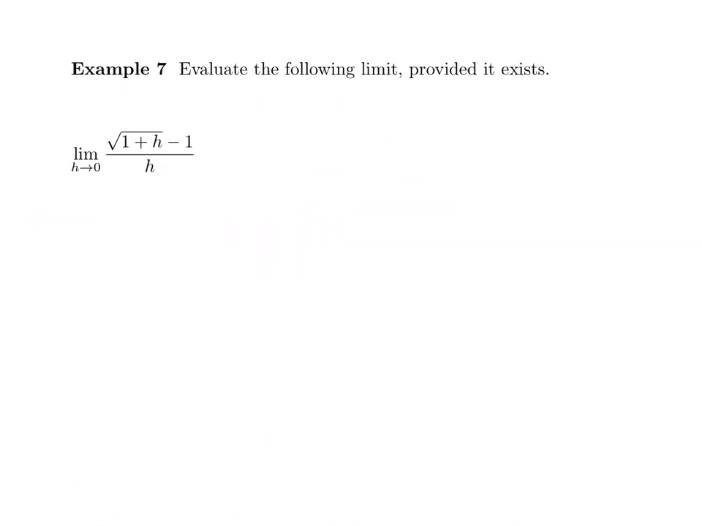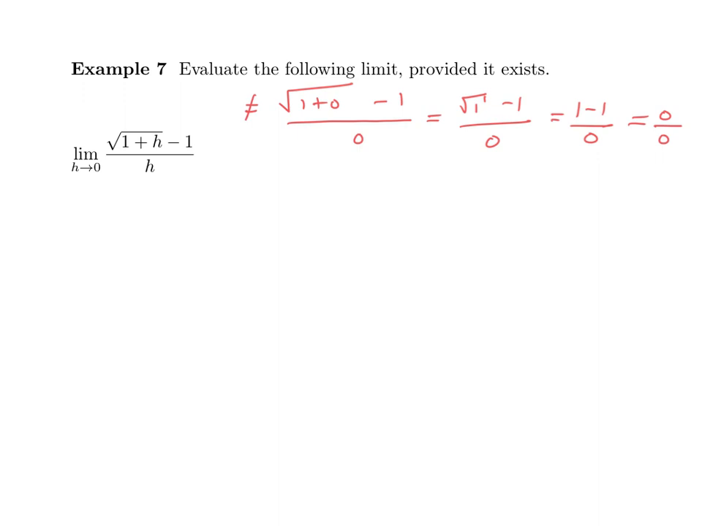In example 7, I want to figure out the limit as h goes to 0 of this fraction. I'll note that, well, we can't put 0 in place of h. We can try it. We'd get the square root of 1 plus 0 minus 1 all over 0. That's the square root of 1 minus 1 over 0, which is 1 minus 1 over 0, which is 0 over 0. No good. This approach did not work.